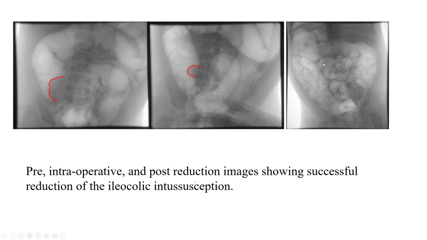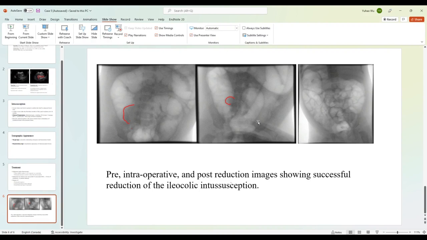And on the post-reduction images, we can see now air is freely passing from the cecum in a retrograde fashion into the ileum, and these small bowel loops, which were previously not present, have now become air-filled. So this is a case of successful reduction of ileocolic intussusception. This is case number 5, a case of ileocolic intussusception.